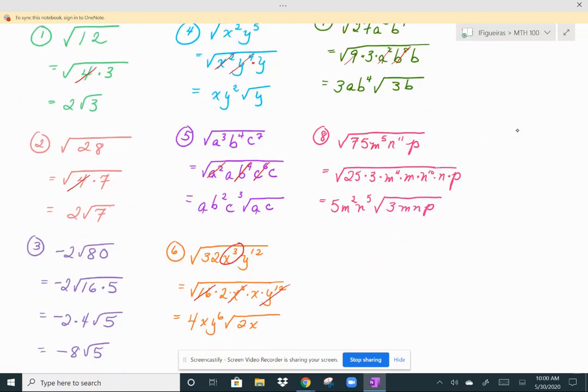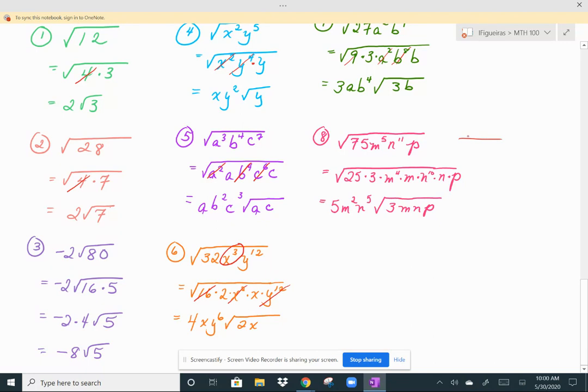Okay, here's another one. 75 m to the 5th, n to the 11th, p. All right, so everything needs to be broken down here except for p. You can't break down p more than what it is. So factors that will give me 75 that has a square root in it is 25 times 3. Rewrite m to the 5th as m to the 4th times m. Rewrite n to the 11th as n to the 10th times n. And then there's the p.